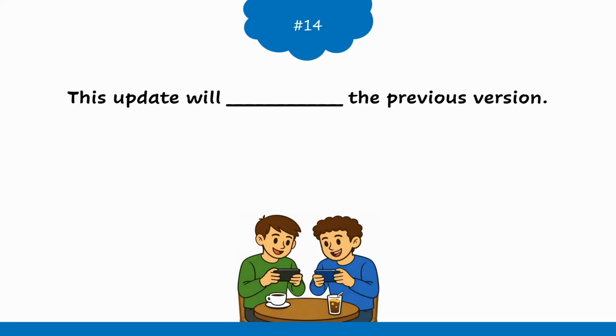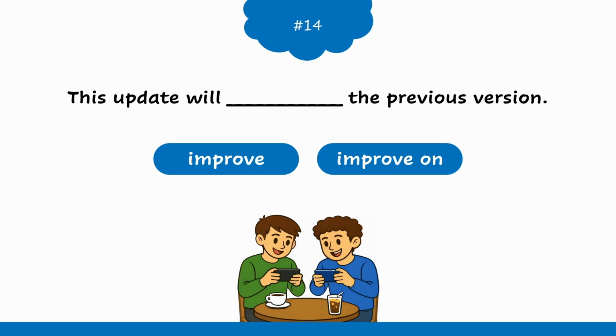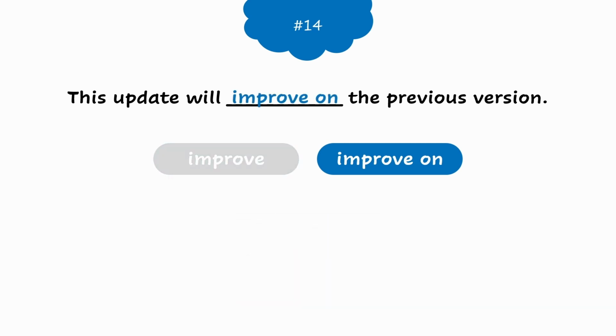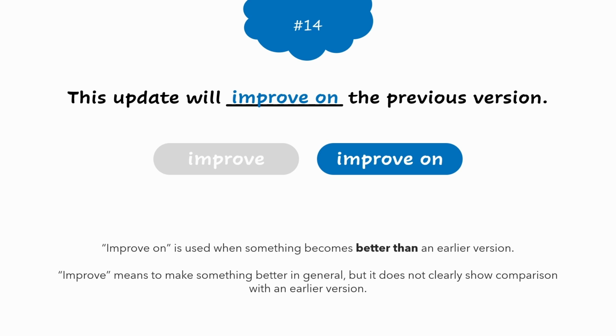This update will ___ the previous version. The correct answer is, this update will improve on the previous version. Improve on is used when something becomes better than an earlier version. Improve means to make something better in general, but it does not clearly show comparison with an earlier version.